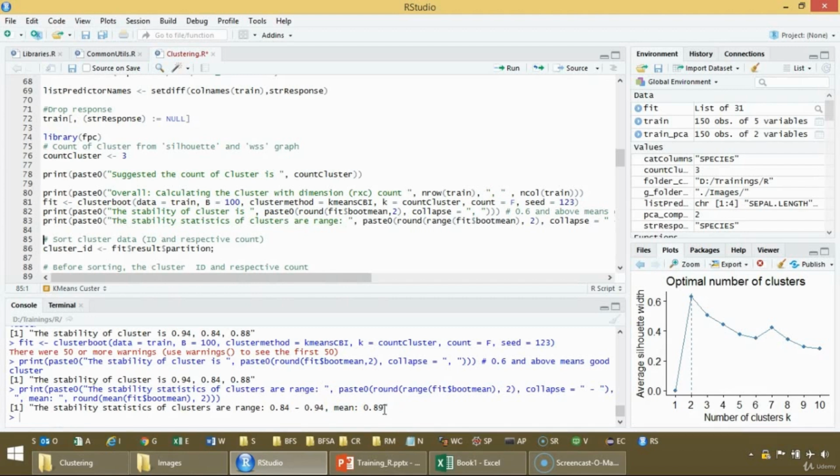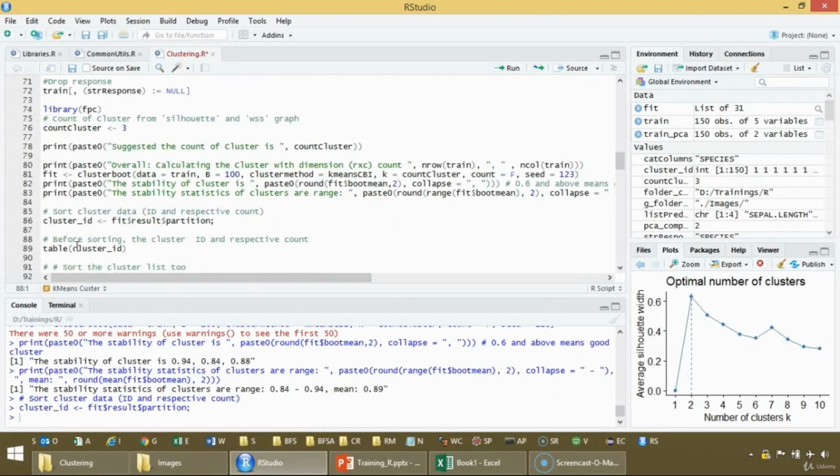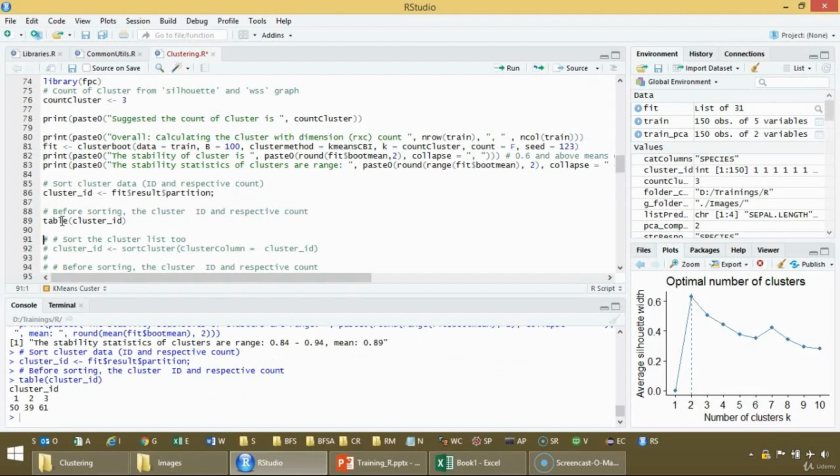And let us extract the cluster that is there in line 87, line 86. So this is the cluster ID that has been extracted, and let us see the cluster ID as a simple table. So it is saying 1 has approximately 50 records, 2 has 39, and 3 has 61. Okay, so this is what it has.